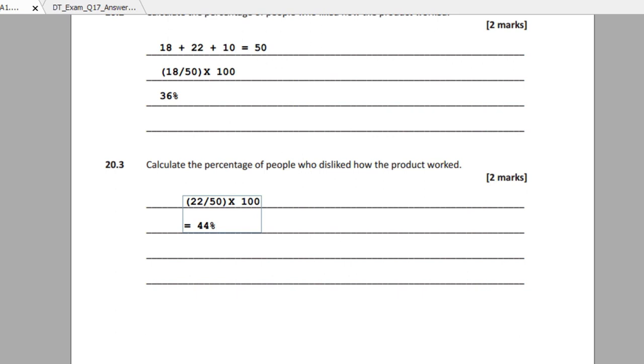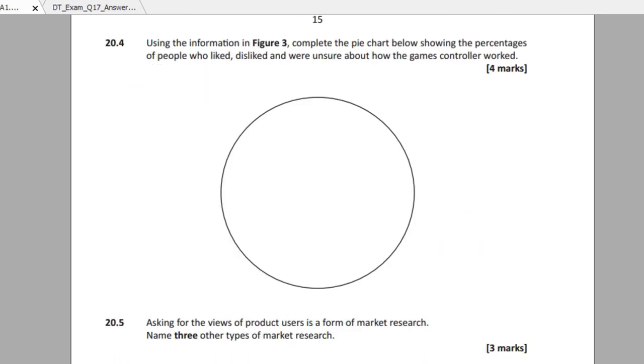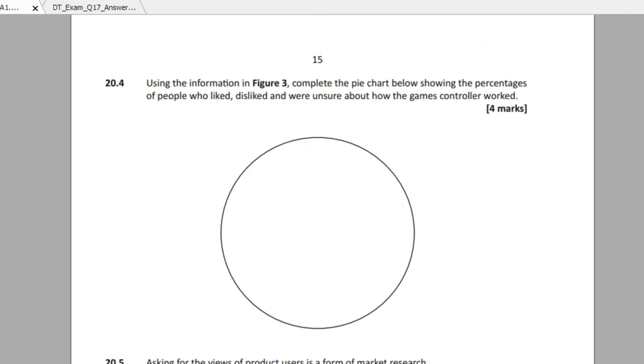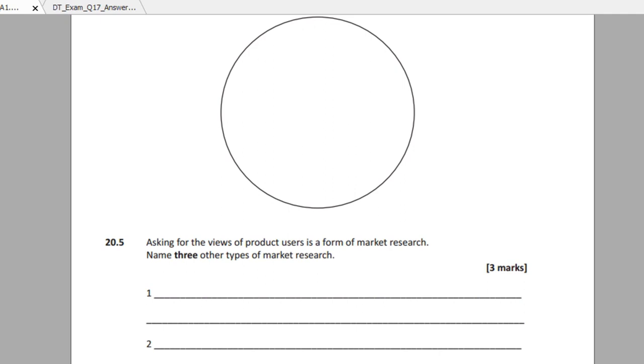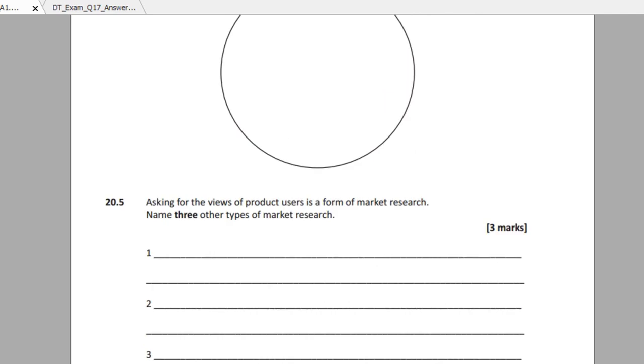Okay, and then 20.4 says, so here now this is where you would actually have to draw out the graph. Using the information in figure 3, complete the pie chart below, showing the percentages of people who liked, disliked, and were unsure about how the games controller works. So you need to know your degrees. There are obviously 360 degrees in a circle. So you then need to calculate that for each section, converting the percentages to the 360 degrees and then draw it in the pie chart. I'm sure everybody knows how to do that. I haven't prepared the answer for that, so I'm going to leave that.